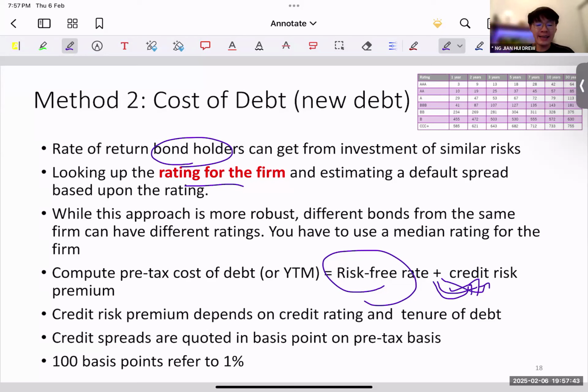Then the question is, how do you determine your credit risk? Credit risk really is dependent on things like your credit rating, which is given here, and how long your debt is. Is it a 5-year or 10-year kind of debt? That's where you can add on to the cost of debt.